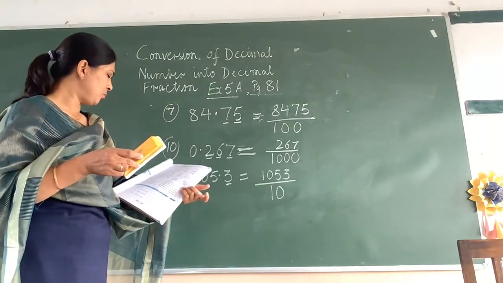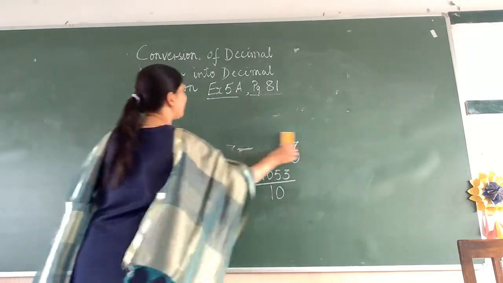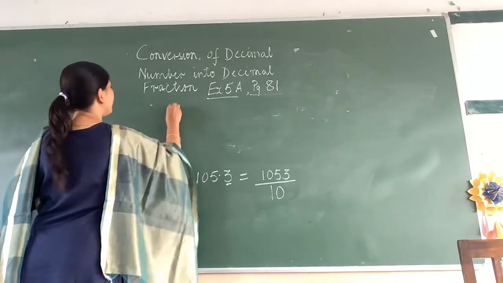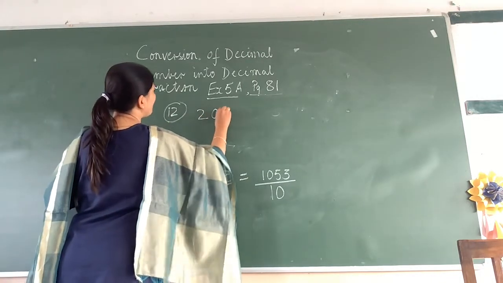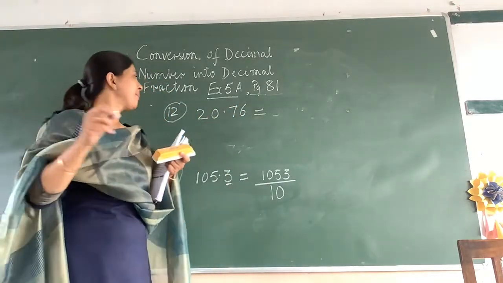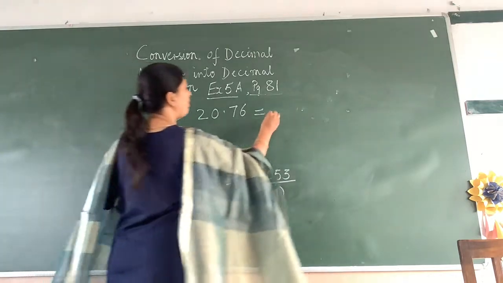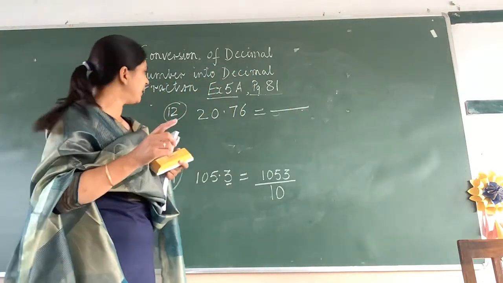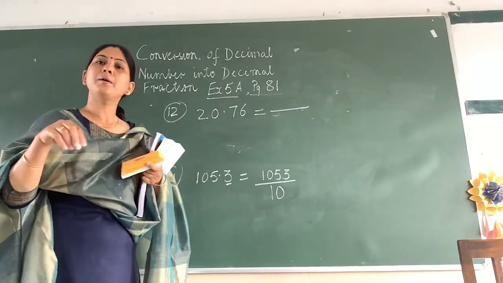Now, let's do sum number 12. After watching the video, you can do question B on your own, children. Sum number 12 is 20.76. Now, let's change this decimal number into a decimal fraction. Now, what will our numerator be, children? Think about it. If we write this number without the decimal point, that will become our numerator. Come on, tell.